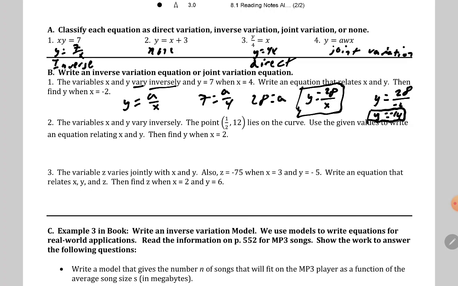Okay. Part 2, x and y varies inversely. So same thing again. So y equals a over x. And they give you an x and y to work with, but just in a different way. They tell you that the point (1/2, 12) lies on the curve. So x is 1/2, y is 12. So this is going to be 12 equals a over 1/2.